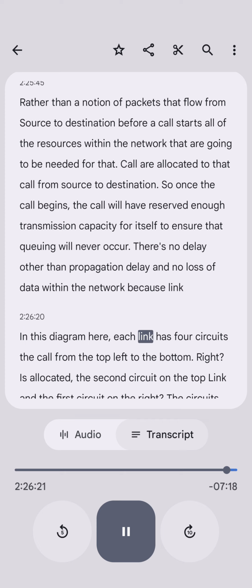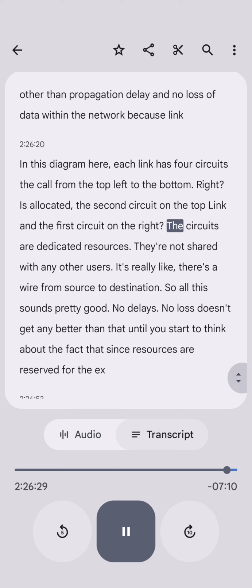In this diagram here, each link has 4 circuits. The call from the top left to the bottom right is allocated the second circuit on the top link and the first circuit on the right link. The circuits are dedicated resources. They're not shared with any other users. It's really like there's a wire from source to destination. So all this sounds pretty good. No delays, no loss. Doesn't get any better than that.